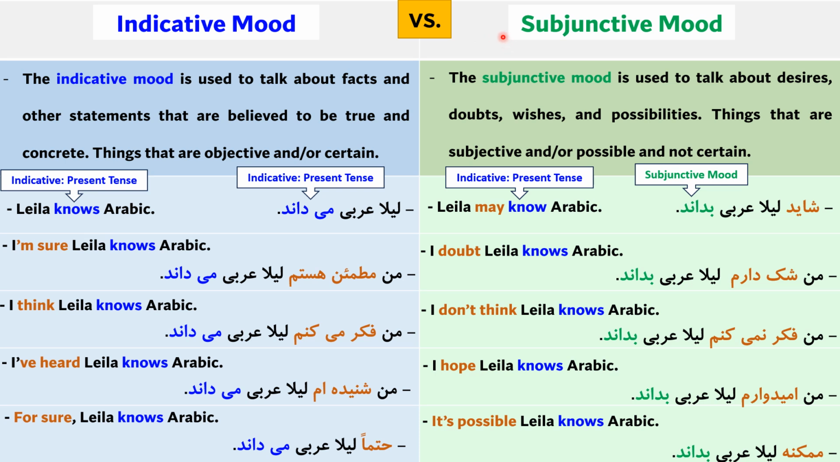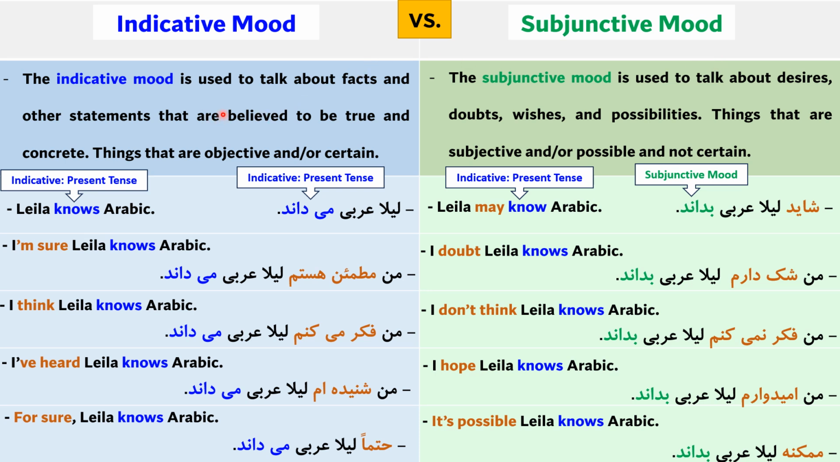So in order to understand subjunctive better, we need to do a comparison with indicative mood. That will help you to better differentiate between these two moods. And also don't worry about the sentences in Farsi and, for example, how this one was formed. Don't worry about that. We will learn that very shortly. For now, just focus on understanding the difference between indicative mood and subjunctive mood.